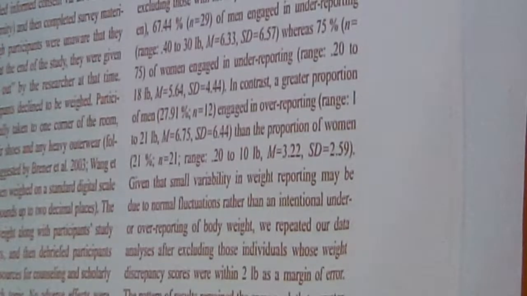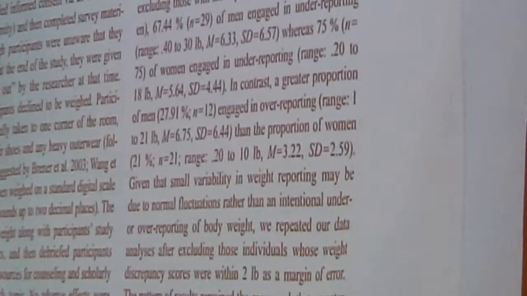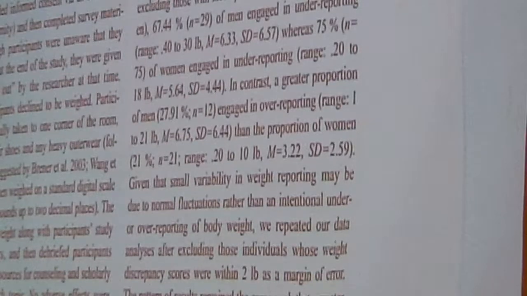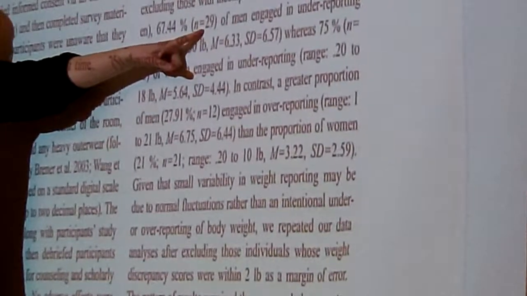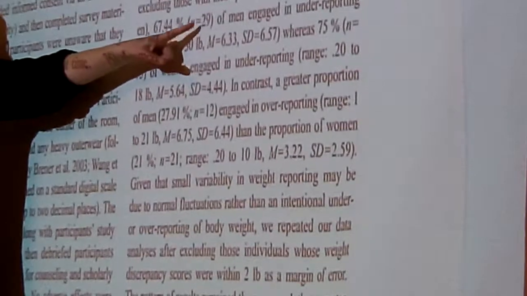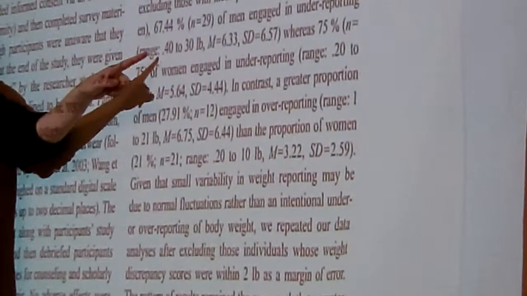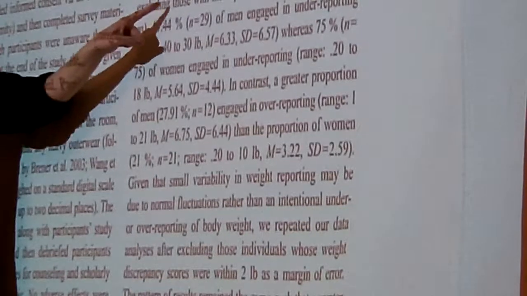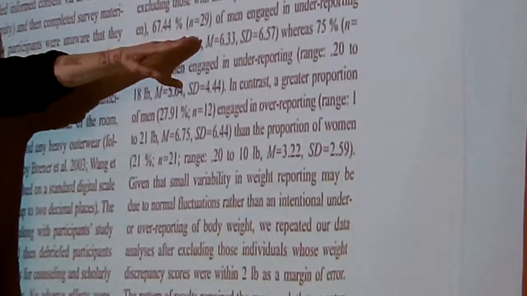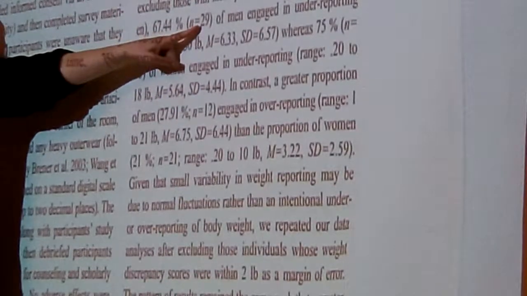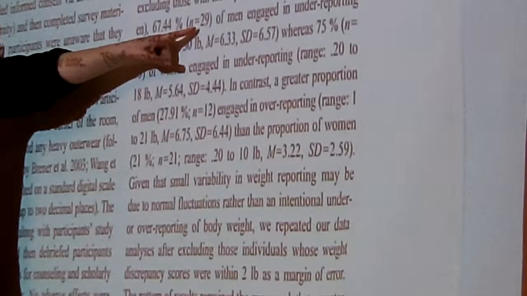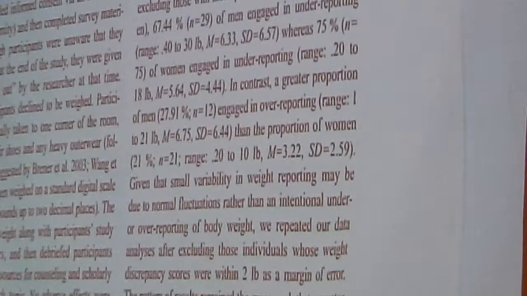Is the percentage of men that underreported coming from that 29? So they're saying 29 of the men engaged in underreporting. And it says here, after excluding those with incomplete data, 29 men engaged in underreporting. But I don't know if they're using as the denominator the full sample or the sample after exclusion. It's not clear.